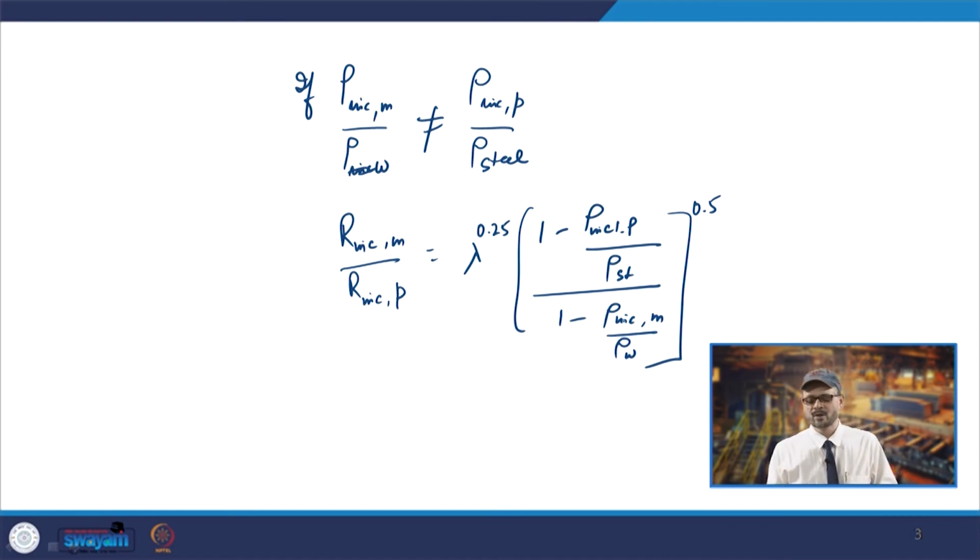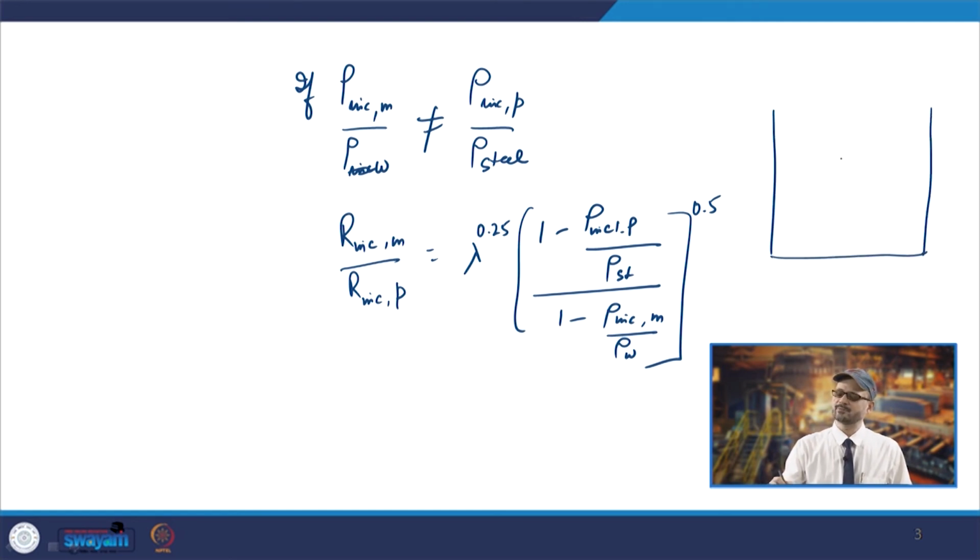So, you can have even a graph also being plotted, and that graph will tell the relationship between the inclusion in the water model and in the steel. So, that can be obtained, and that has also been obtained by Sai and Emi. If you look at this, this is your model inclusion size, so that is your d inclusion m, and this will be d inclusion p. So, that is for the prototype.